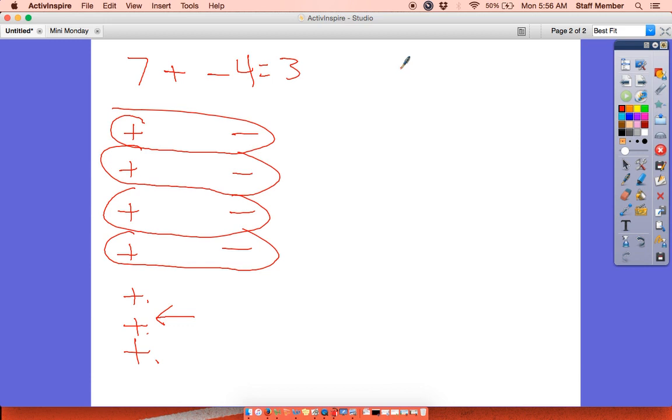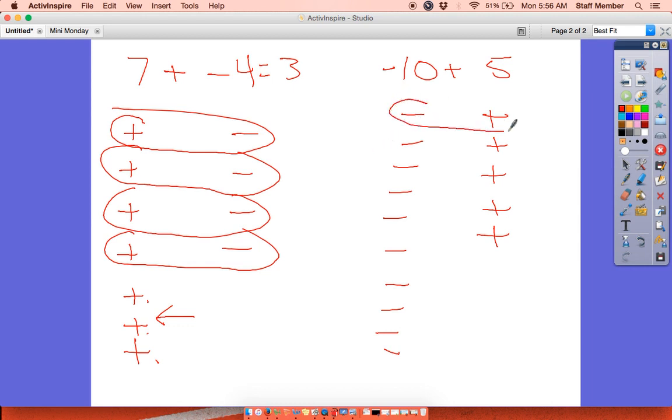On the flip side, I'll give you another problem. Let's try negative 10 plus 5. So again, same thing. This is a negative 10, so I'm going to go 1, 2, 3, 4, 5, 6, 7, 8, 9, 10. Here's a positive 5. 1, 2, 3, 4, 5. So now I'm working to make 0.